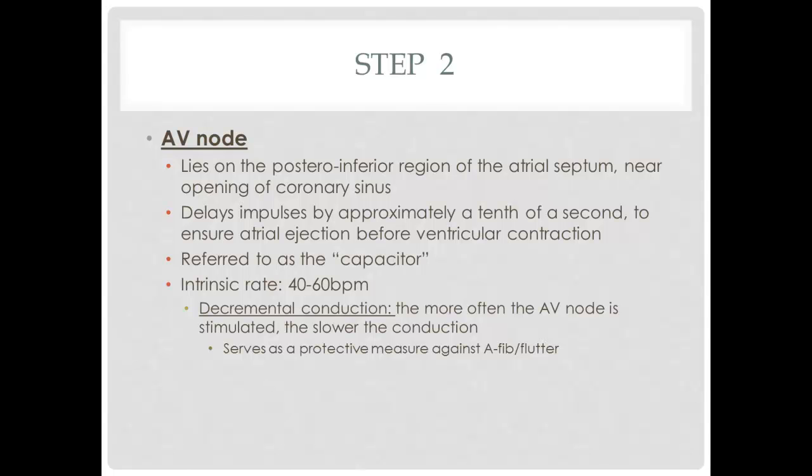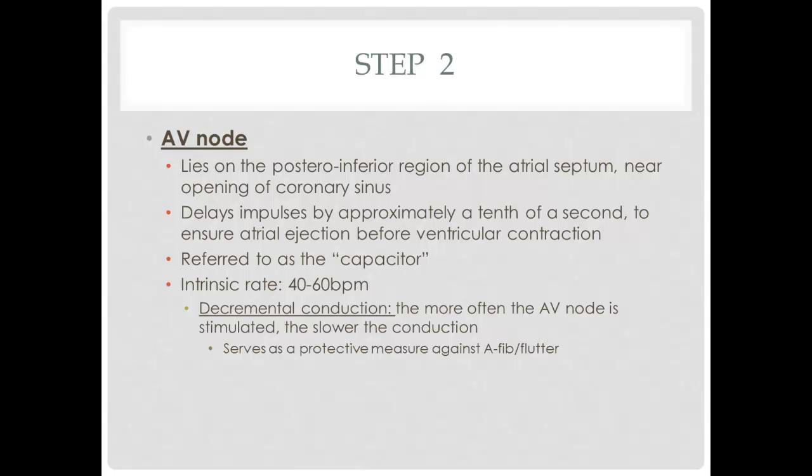Moving on to the second step, the AV node. It lies on the posterior inferior region of the atrial septum near the opening of the coronary sinus, and its job is to delay the impulse by approximately 1/10 of a second to ensure the atrial ejection before the ventricles can contract. It's referred to as the capacitor, and its intrinsic rate is 40 to 60 beats per minute.